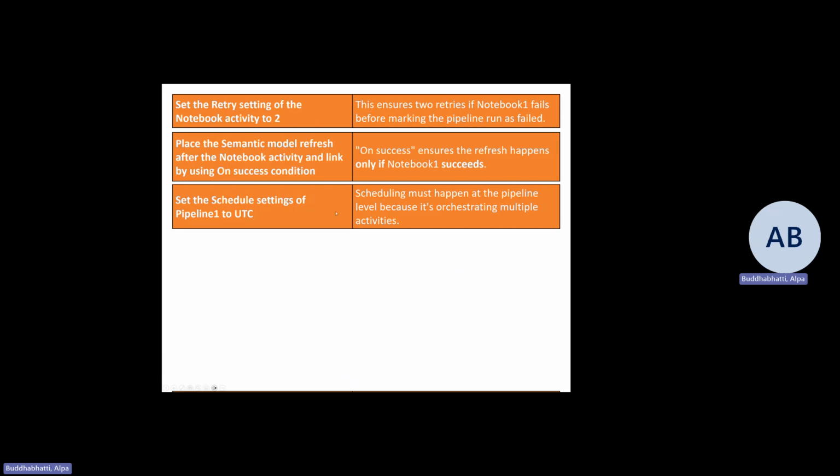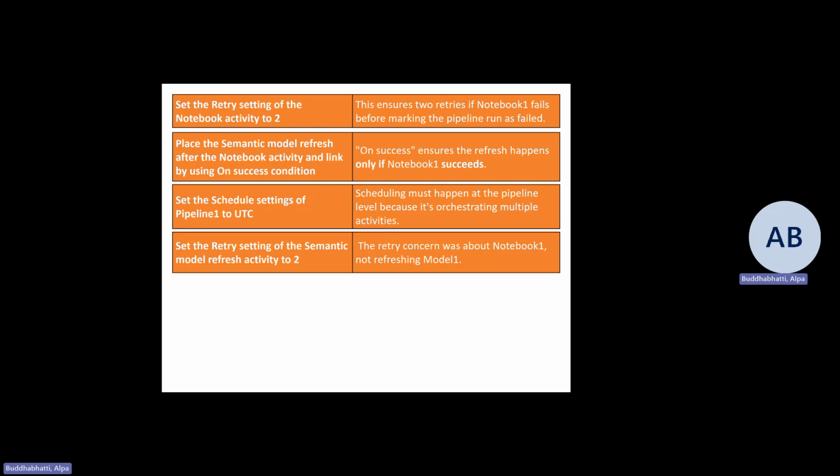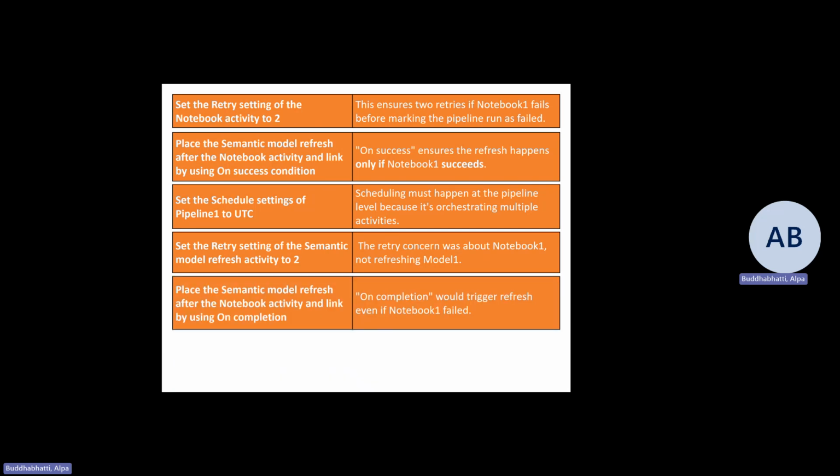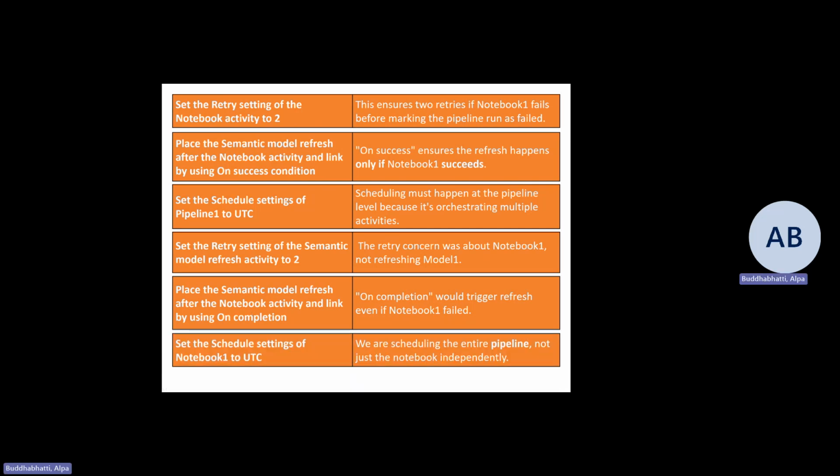So these are the 3 activities we select as correct, and the others we will reject. One says to set retry settings of the semantic model. We don't want a retry for the semantic model; we need it for notebook 1. Another says on completion, but we do not need on completion, we need on success. And another says schedule the notebook. We don't want to schedule a notebook, we need to schedule a pipeline. So the first three options are the correct ones and the remaining ones are incorrect.